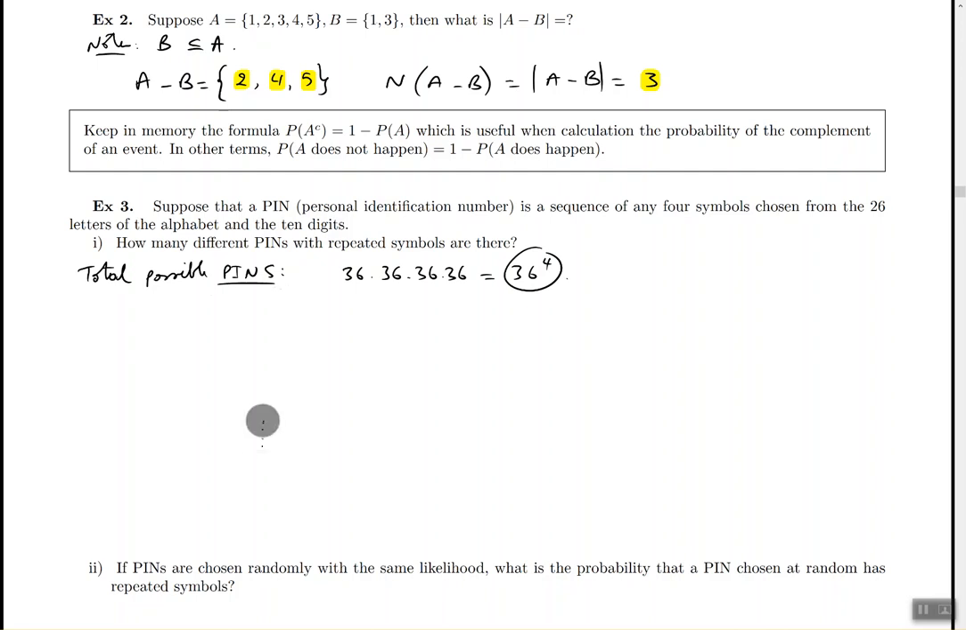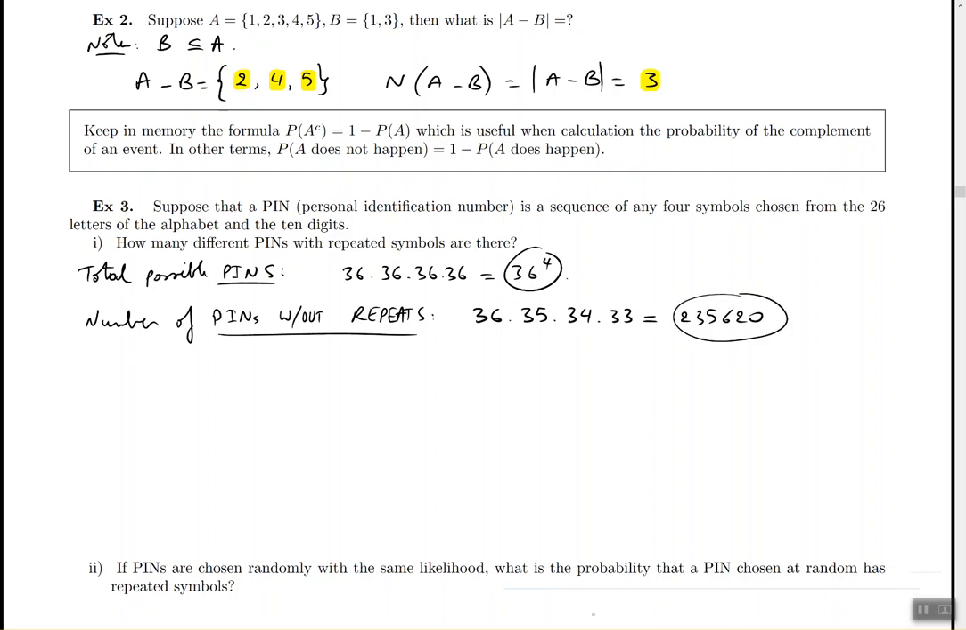Okay, now let's figure out how many pins have no repeats. So, the number of pins without repeats. To be considered a pin without repeat, you can have anything you want in the first symbol. The second symbol cannot be the first one, so you now have 35 left. The third symbol cannot be any of the previous 2, so now you have 34 left. And the same thing is true for the last one, which means that it is going to have 33 possible choices. So let's put that in a calculator, and that's roughly speaking 230,000.